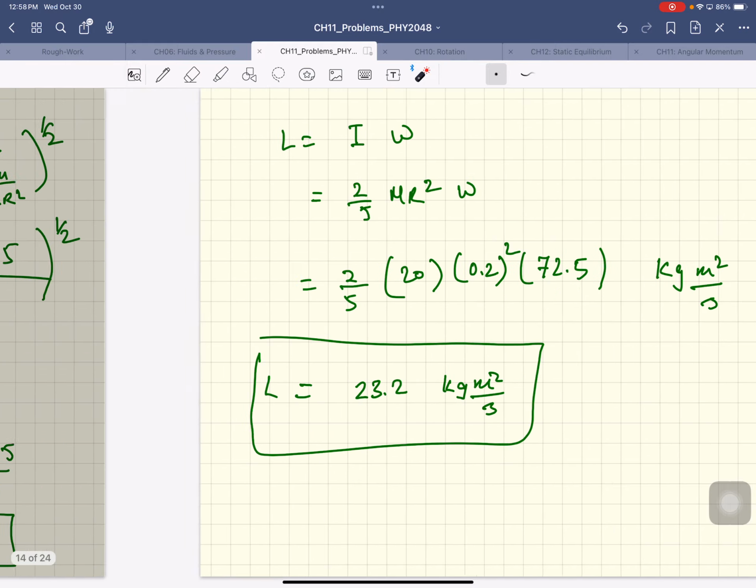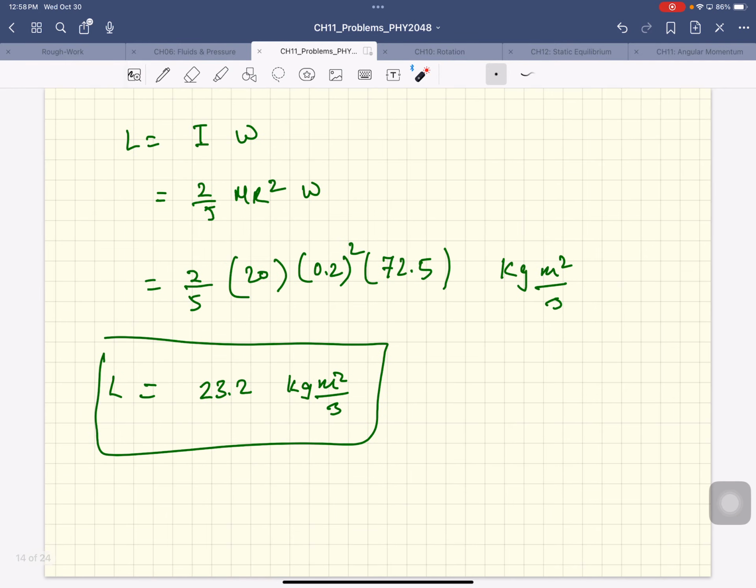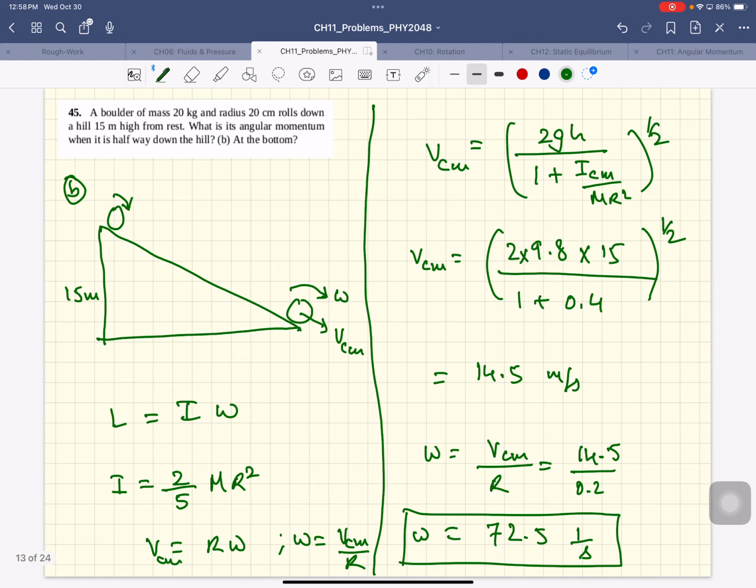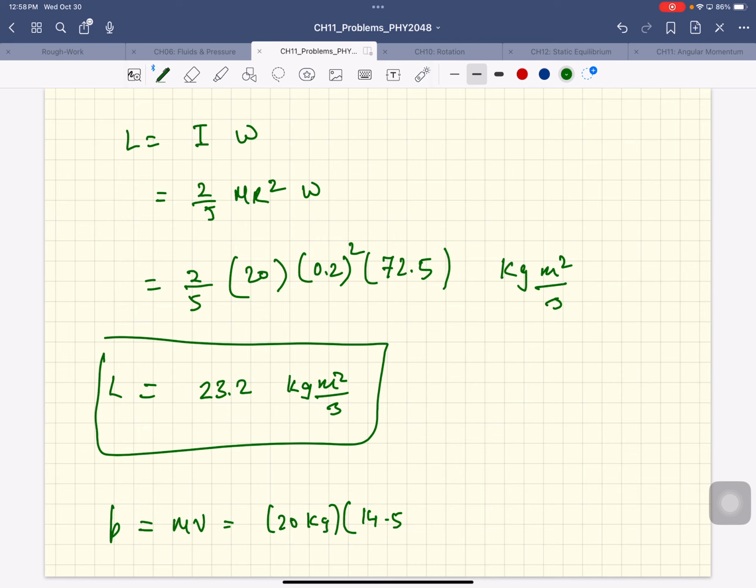So linear momentum at the bottom would be mass times velocity, which would be 20 kg times, what was the velocity, 14.5 meters per second. So this is 290 kg meters per second. So there is the linear momentum at the bottom of the hill.